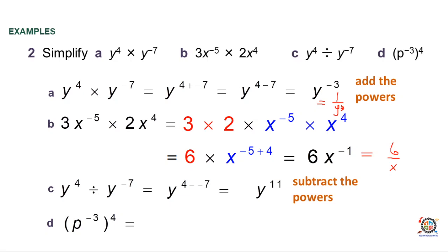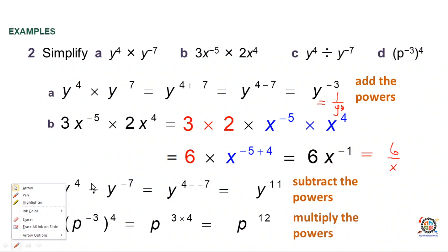Next, letter D. P to the power of negative 3 to the power of 4. It will lead you to an answer that I will multiply negative 3 and 4. Multiplying the powers will give you an answer of p to the power of negative 12. But again, I need to write this as 1 over p to the power of 12. Okay, 1 over p to the power of 12. Okay, because I cannot leave a negative index as my final answer.